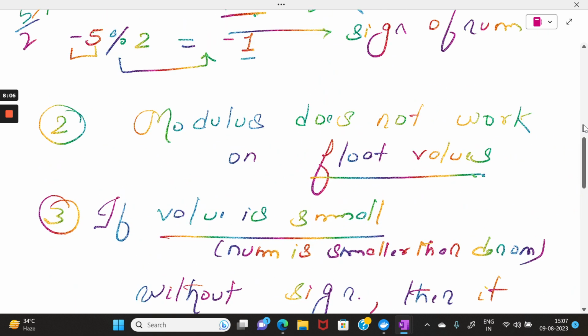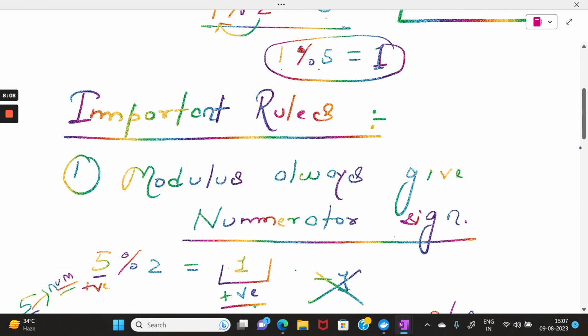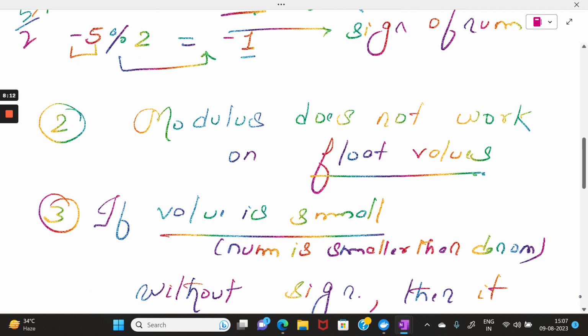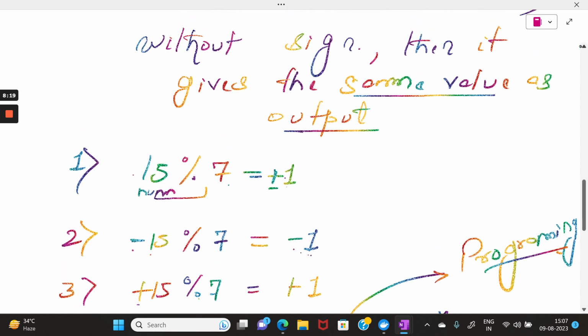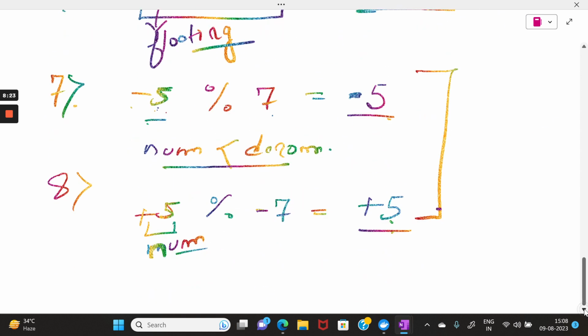Now, these are some of the examples, but the three rules that I already mentioned here, what are these three rules? Modulus always takes or gives the numerator sign. Okay, modulus does not work on floating point value, and if the value is small without sign, then it gives the same value as the output. Okay, so these three things need to be considered while evaluating any expression.